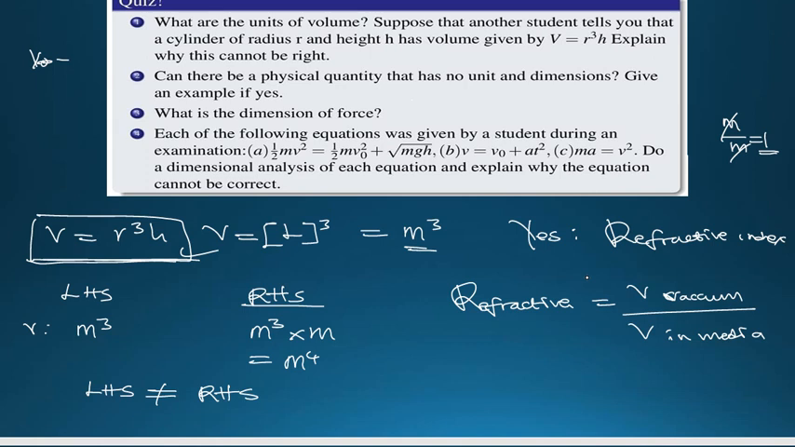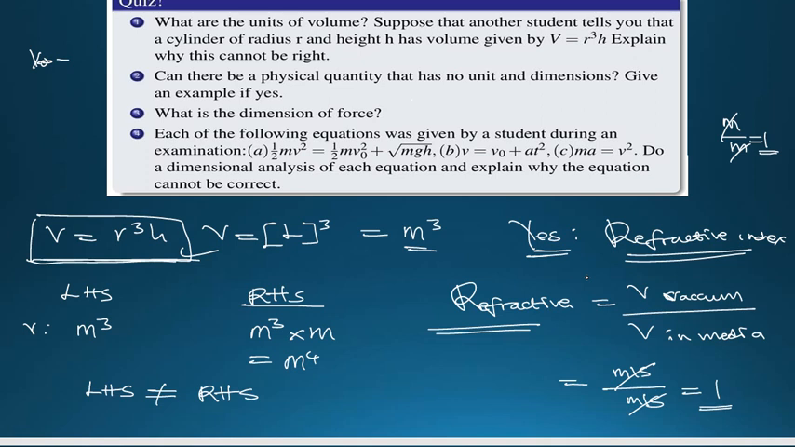As you can see, the speed in vacuum, though in different media, will always be in meters per second. Down here, the speed in the medium will also be in meters per second. That means the meters per second are going to cancel and you're going to have one. So refractive index is one of the quantities which has no units, and it is dimensionless. So the answer is yes, and the example is refractive index.